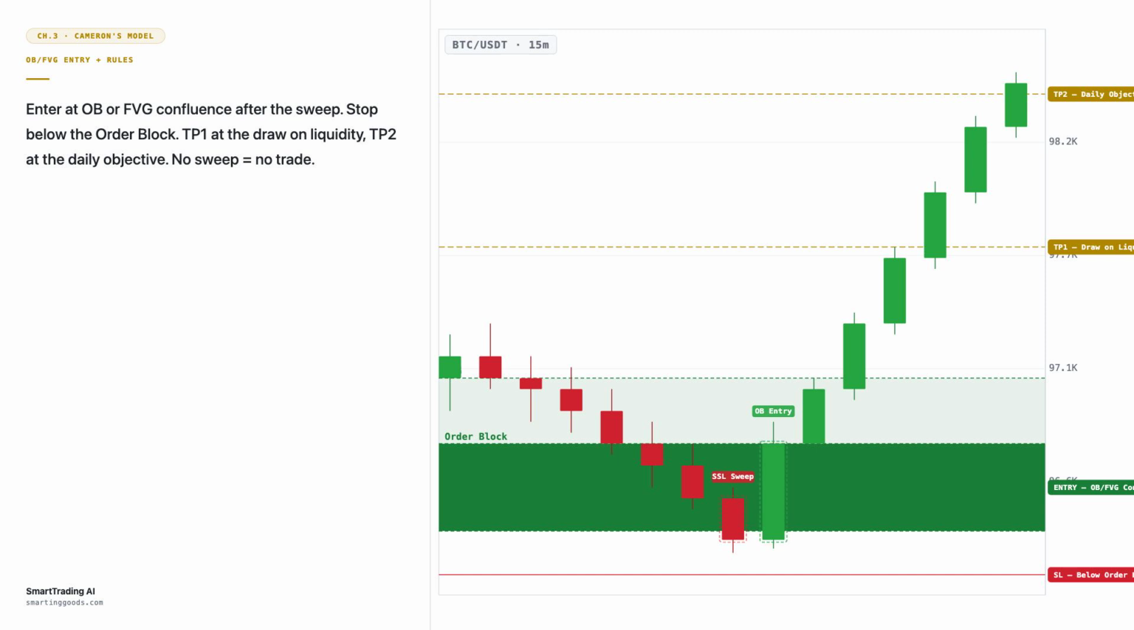3 rules to apply Cameron's model correctly. 1. Establish daily bias before the session opens. This cannot be done in real time during the move. You need to know your direction going in. 2. Only trade in the direction of bias. A bullish bias day is not a day to look for shorts, no matter how bearish a setup looks on a lower time frame. Stay aligned with institutions. 3. Kill zone entry after the liquidity sweep. No sweep, no trade. The sweep is what proves institutions were active. Without it, you are just guessing at direction.